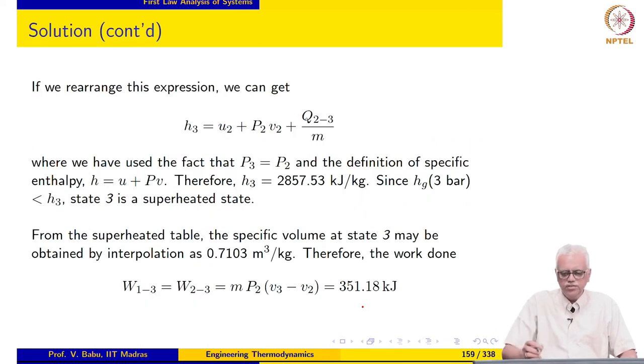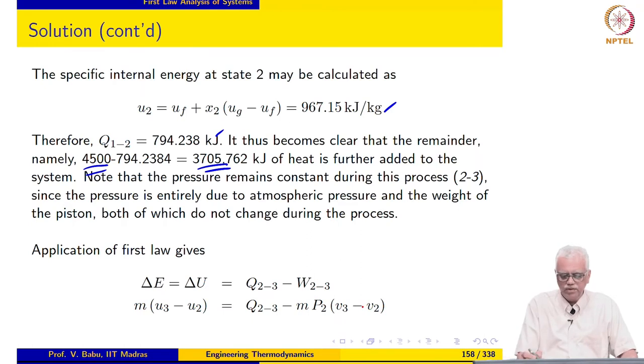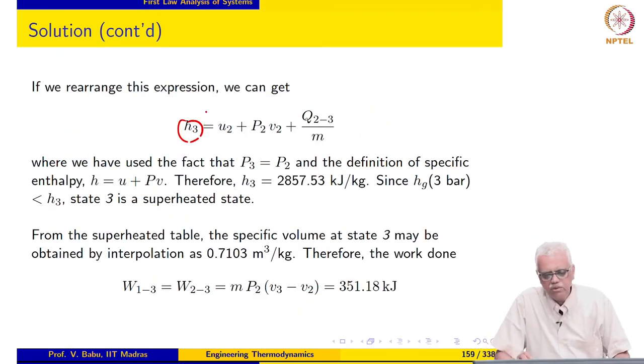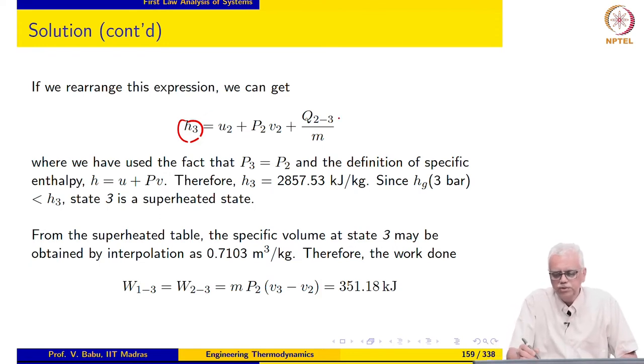And if you rearrange this expression, basically what we are going to do is take this term and combine it with this term here and bring the U2 term to the right hand side. So we rearrange it like that. Then we get the specific enthalpy H3 equal to U2 plus P2V2 plus Q23 divided by m. P3 is equal to P2, so I have used the fact that H is equal to U plus PV.